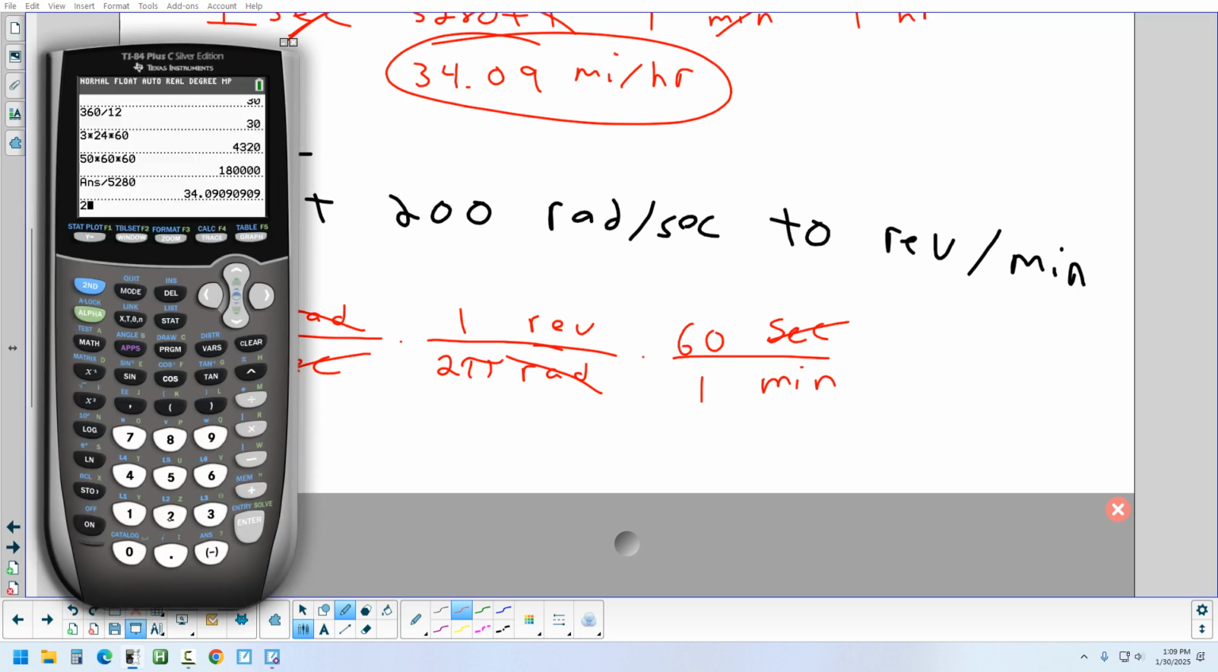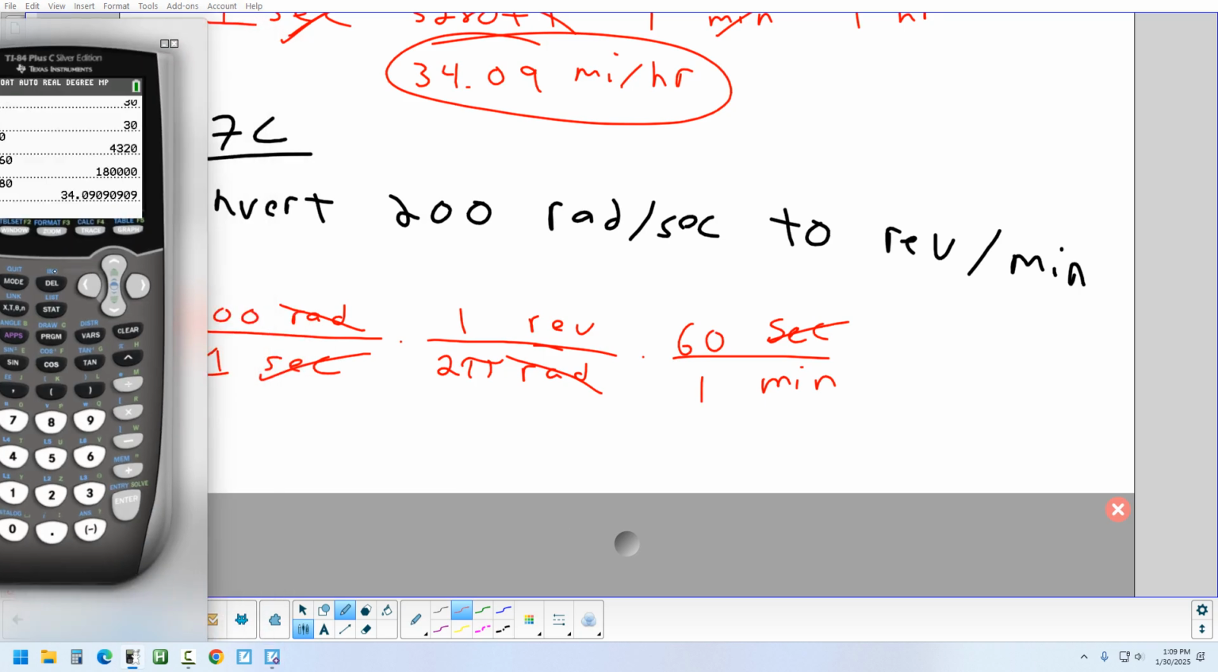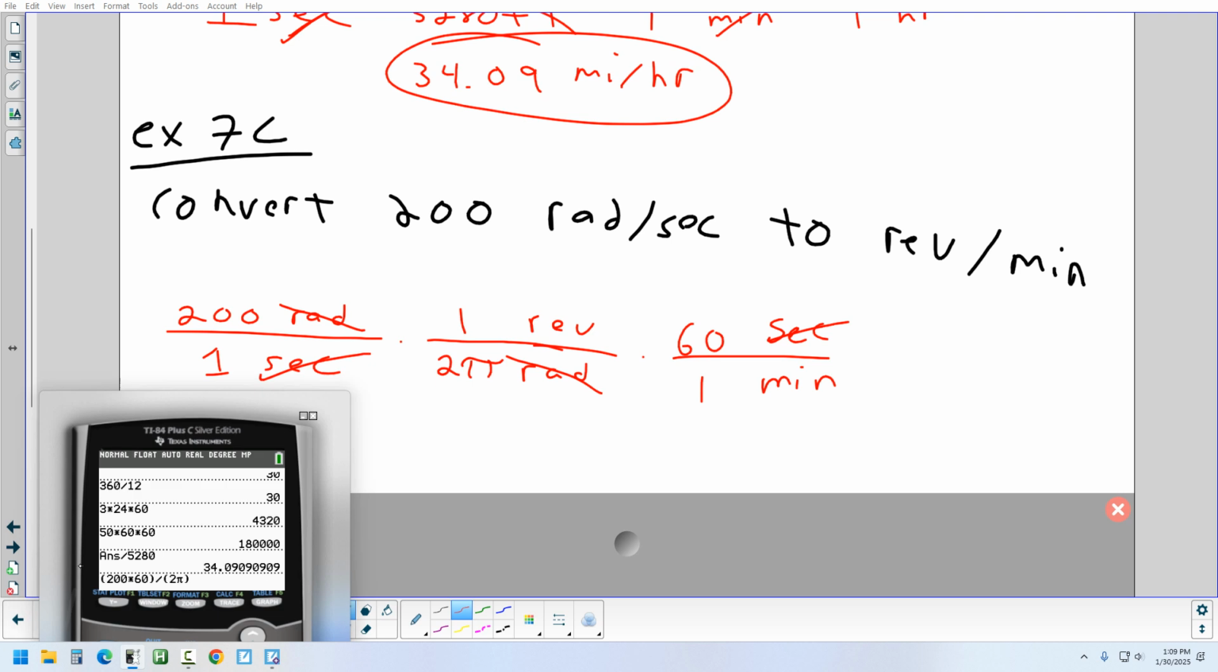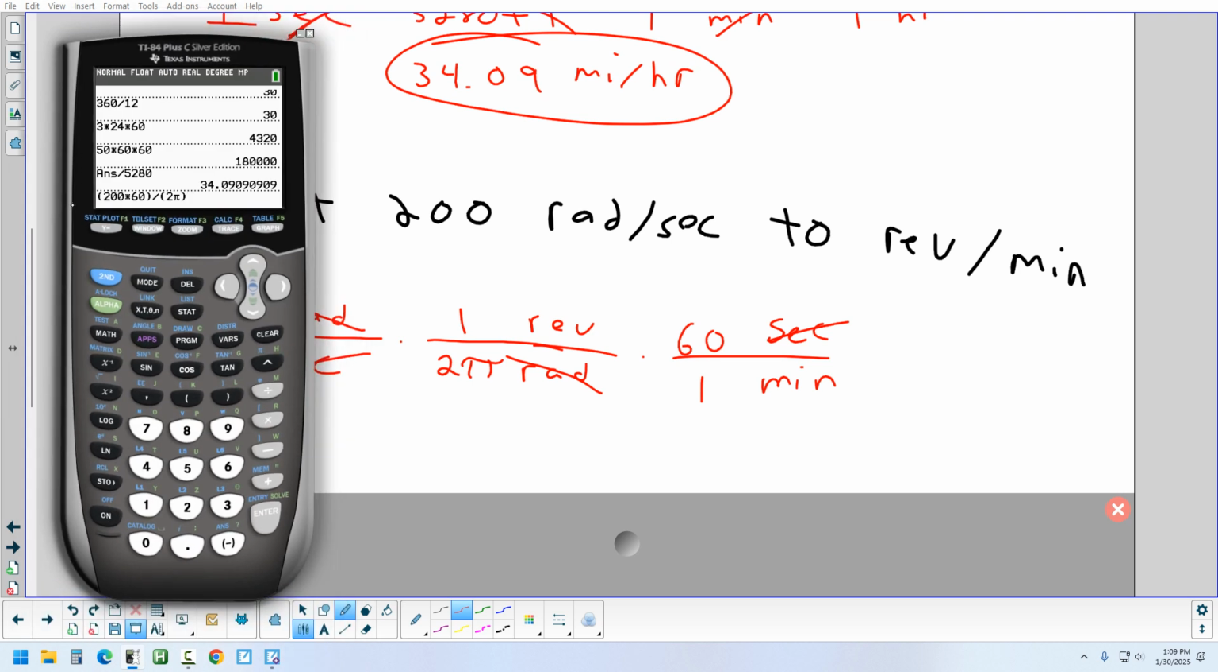So if you want to type it all in at once, you can. This is how you would do it. 200 times 60. You have to put the numerator in parentheses, and you have to put the denominator in parentheses. That's how you type the whole thing in one step. If you don't type it with parentheses, I'll show you what happens. 200 times 60 divided by 2 pi. That is definitely not the same answer. That is wrong. The answer is 1,930.